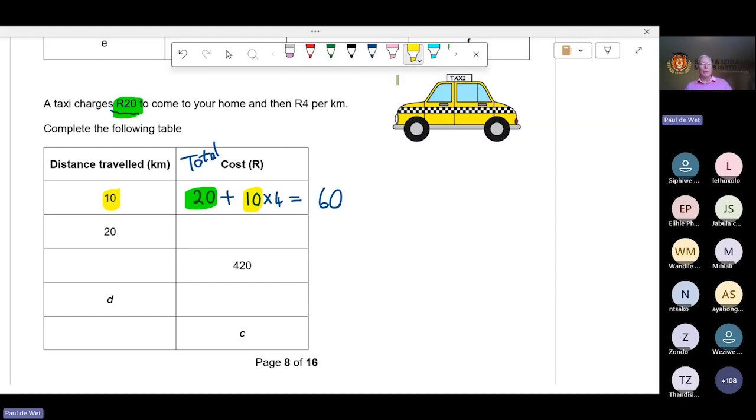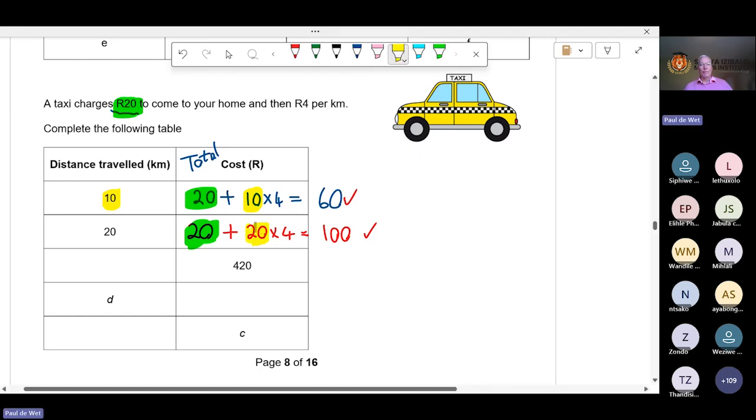People are saying 100 Rand. I think you might be right, but I want to check it. I'm going to have to pay the 20 Rand, and then I'm going to pay 20 times 4. Now, guys, 20 times 4 is 80. 100 Rand is correct. Now, I'm highlighting, and I'm hoping you're seeing my highlights here. This here is that 20 Rand. This 20 is actually the 20 kilometers.